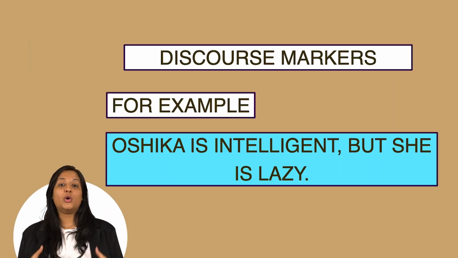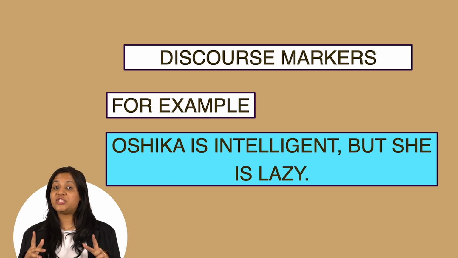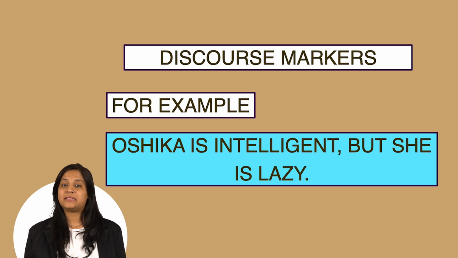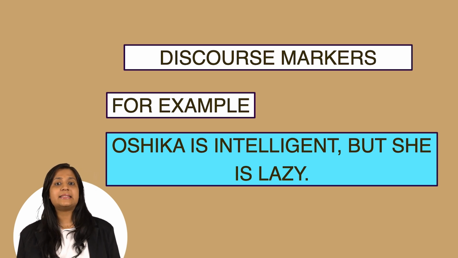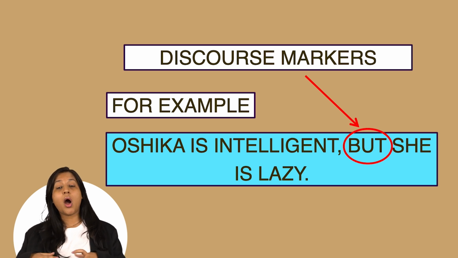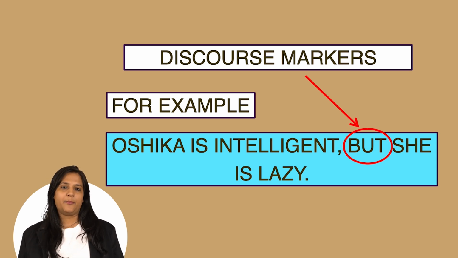Here is an example. Oshika is intelligent, but she is lazy. This is a compound sentence as we learned in the previous grammatical range video. Try reading this sentence aloud. What do you observe? The moment we say but, we get the idea. Now, the writer is talking about the exact opposite of what they had said earlier.